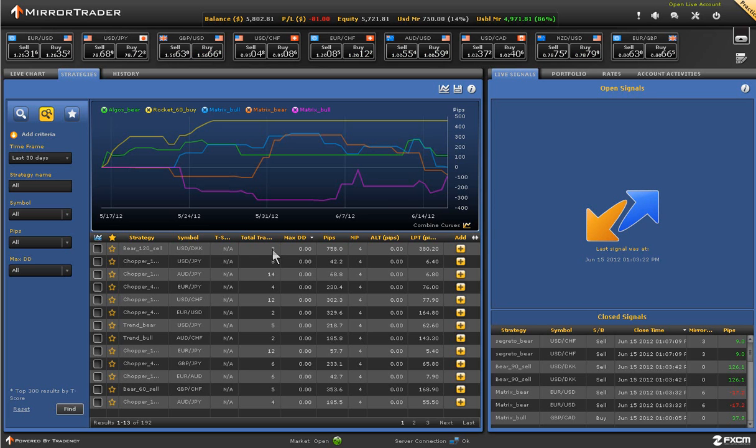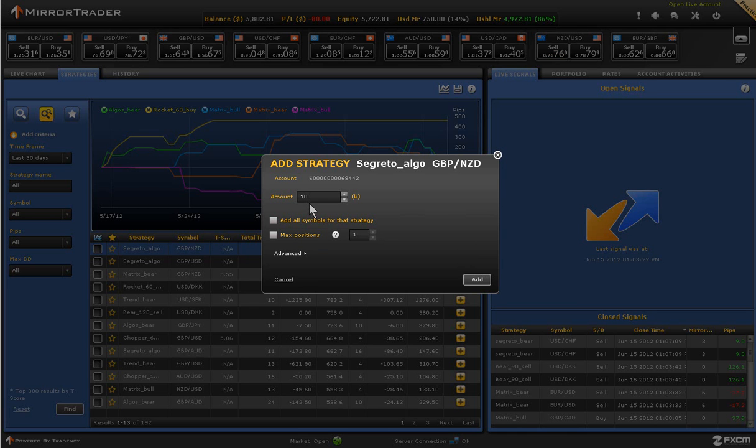Now, once you've made a decision on strategies, let's look at number of pips. And let's say we decide that we want to add this one, the Rocket 60. Well, no, that's not enough trades. So let's go with Segredo Algo. Segredo meaning secret algorithm. They did 21 trades, and we're going to add this one to our portfolio. We're going to add it now.